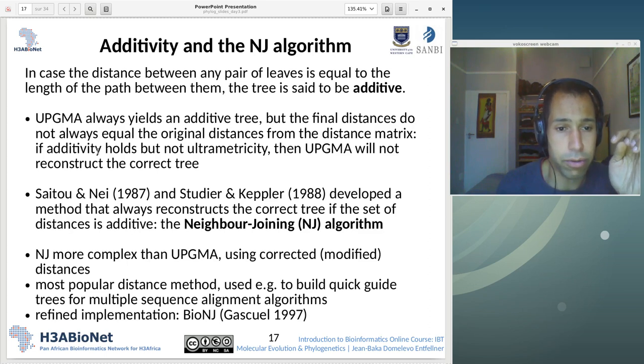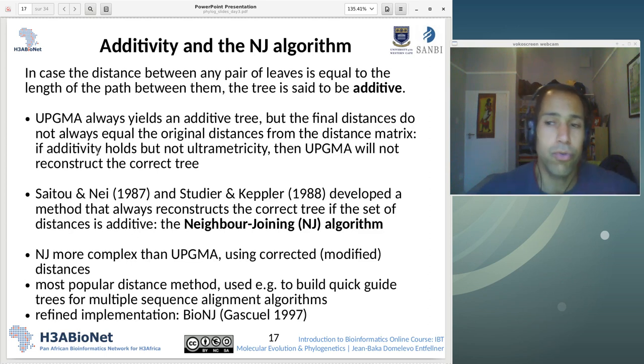So way after 1958 and the advent of UPGMA, Saitou and Nei in 1987, and Studier and Keppler in 1988, developed a method that always reconstructs the correct tree if the set of distances is additive. And this technique is the neighbor joining algorithm. It's more popular nowadays than UPGMA, but UPGMA is more simple to show as a first algorithm of distance matrix-based tree inference.